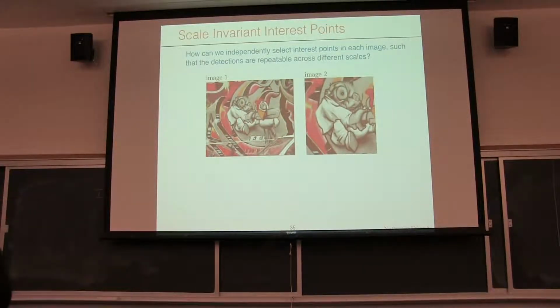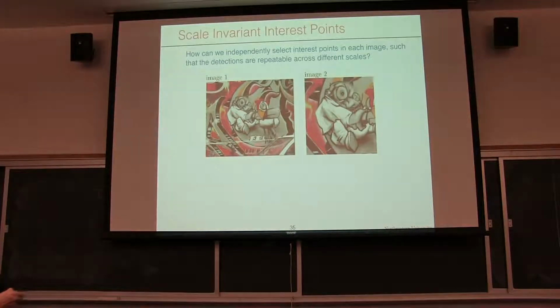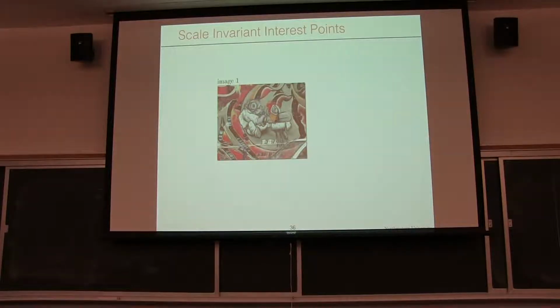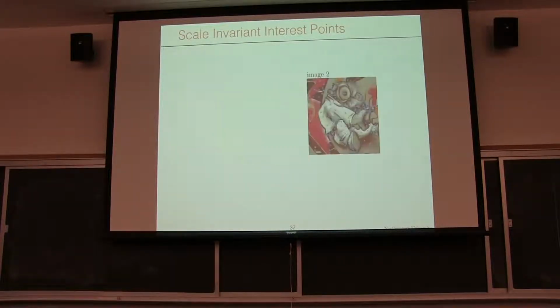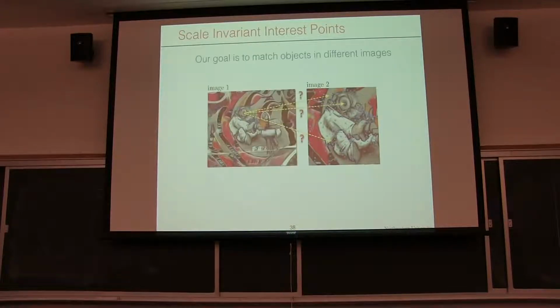So how can I do this? How can I make sure that when I find features in one scale, I also find them in different scales? Okay, that's the problem of designing scale invariant features. All right? So let's look at how we do this. Okay?